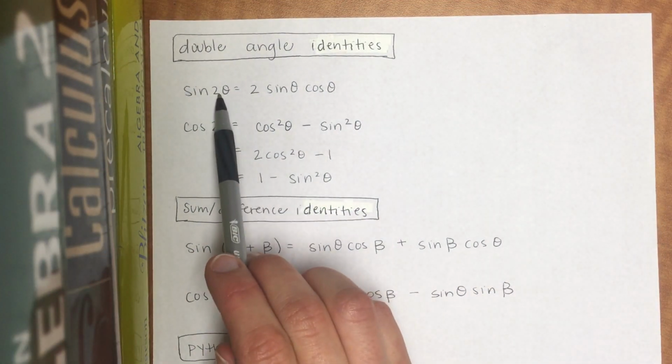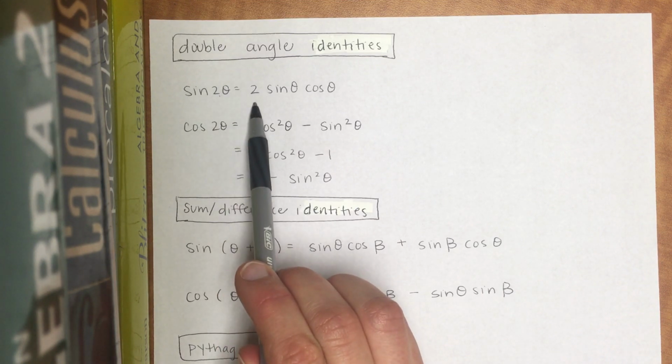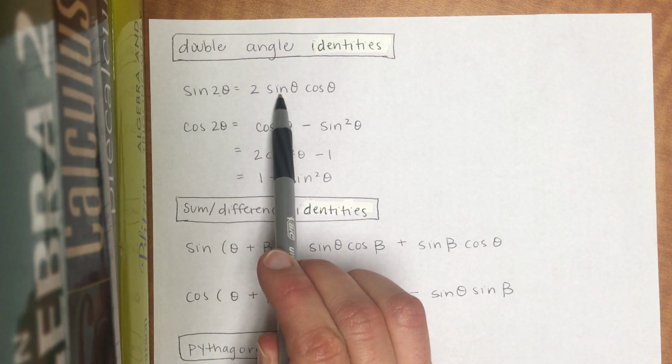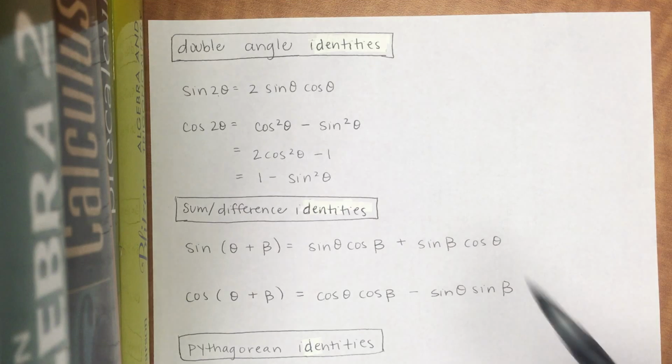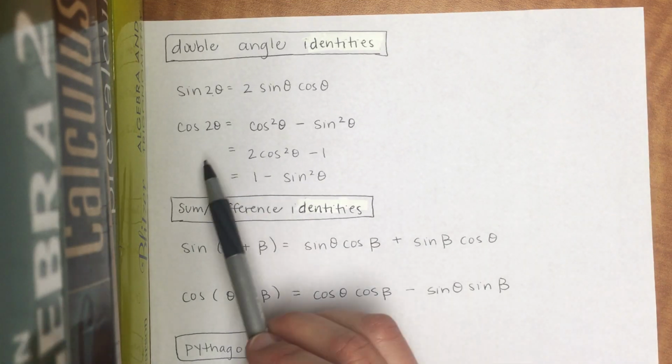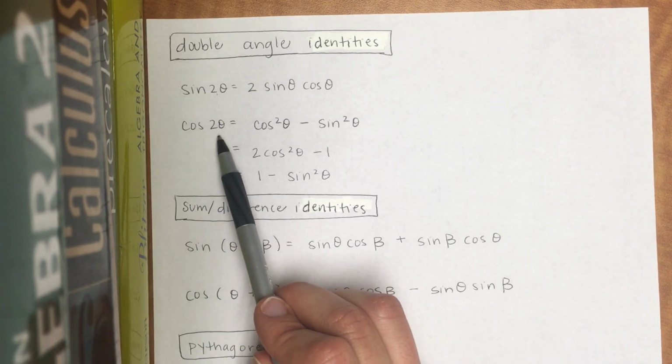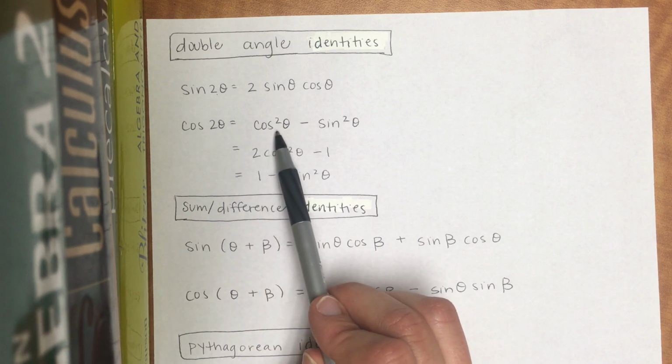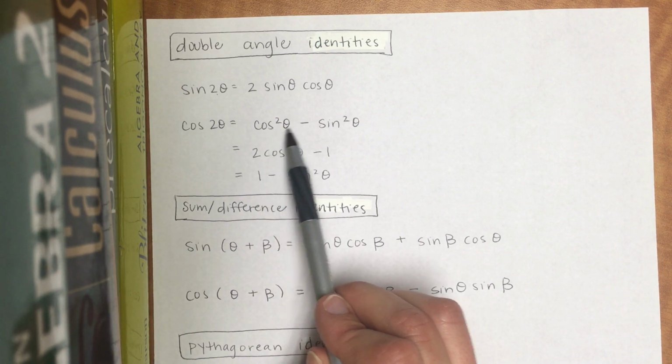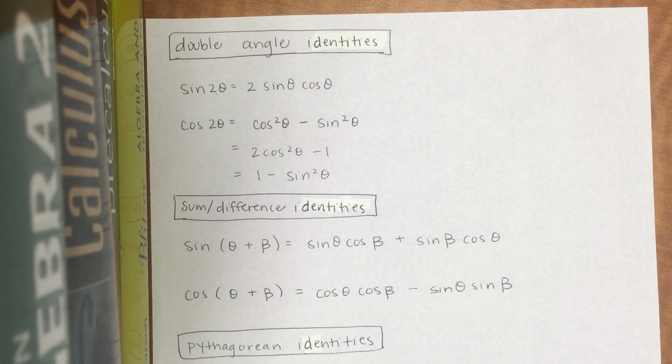If you want to double the angle, then you take 2 times the sine fraction for the original angle times the cosine fraction of the original angle. And then also we can figure out the cosine fraction of that double angle. It's cosine squared of our original angle minus sine squared of our original angle.